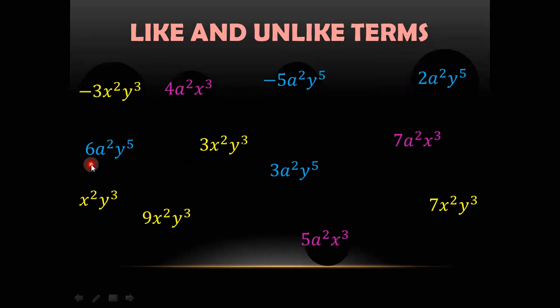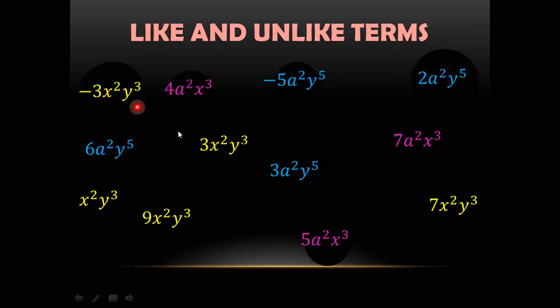Now if you look at the blue ones, you can see that all of these expressions have the same variables with the same exponents. Like all of these have a square y5 in them, but the coefficients are different: 6, 3, minus 5, and 2. So all those expressions in which the variables are the same and their exponents are also the same will be called like terms, whatever their coefficients are, right? So coefficients can be different, but their variables and their exponents will be the same.